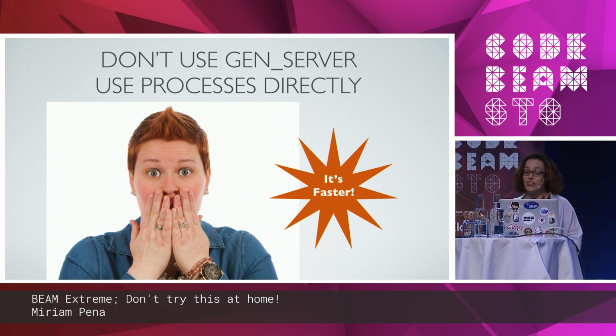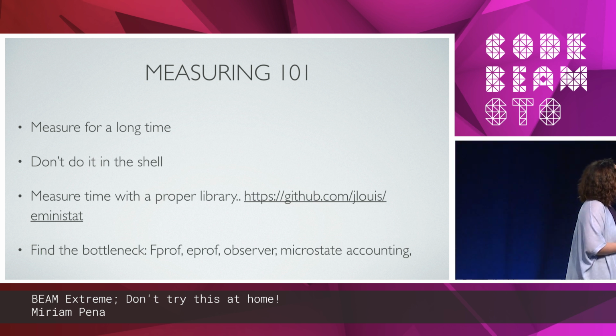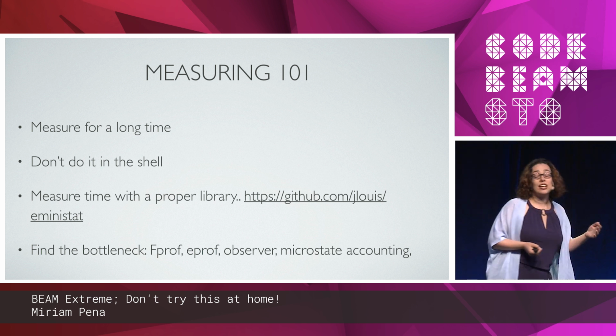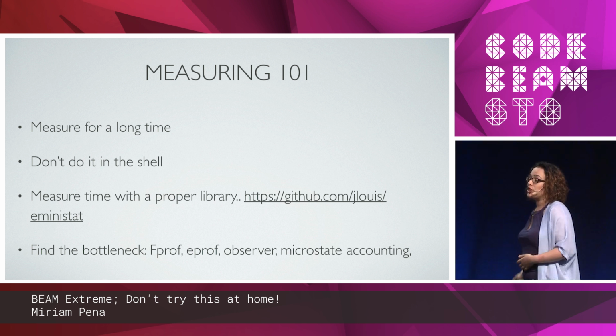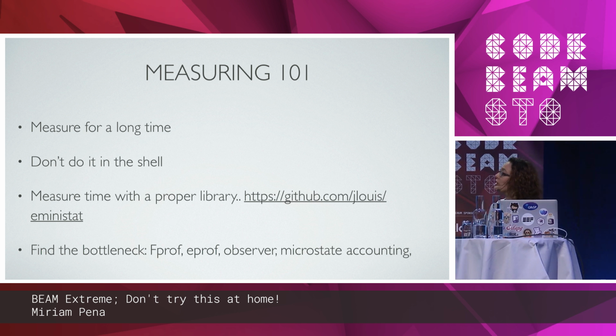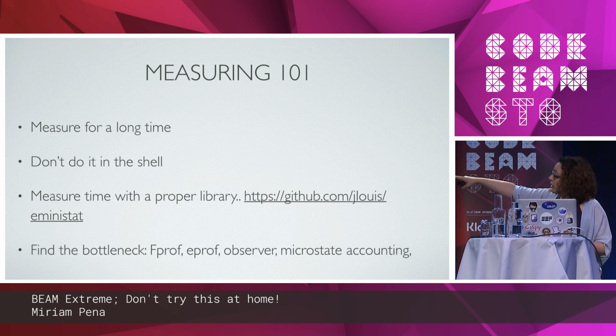And we can measure how fast this is. And I'll give you a few tips about measuring. Of course, measure for a long time, not for microseconds. Don't do it in the shell. Because the shell is interpreted, and when you compile code, it works in a different way. So make sure you put your code in a module, compile it, and run it. We use a library called ministat that Fred recommended to me. I love it. It's really cool.